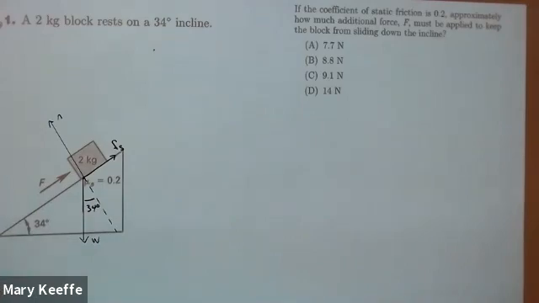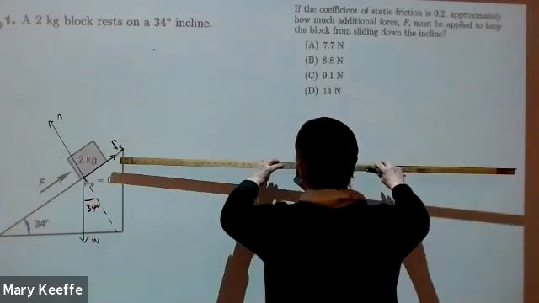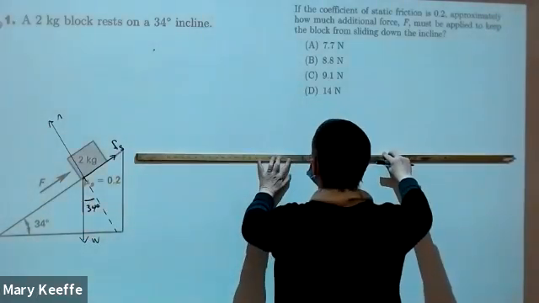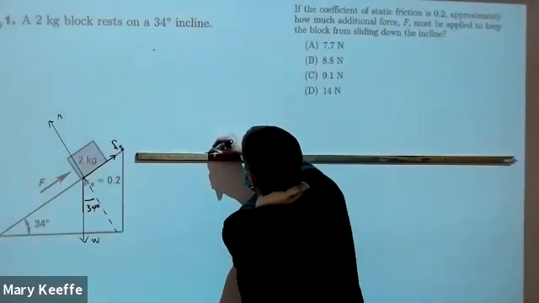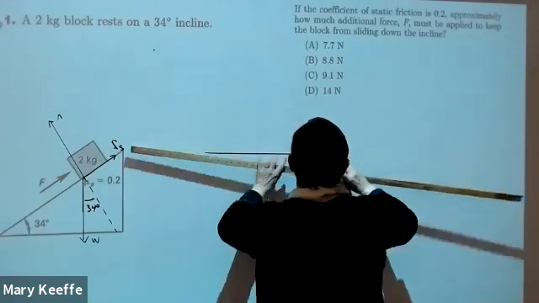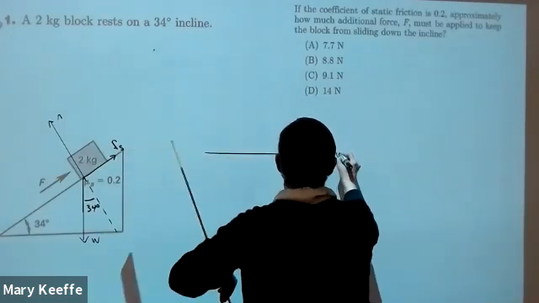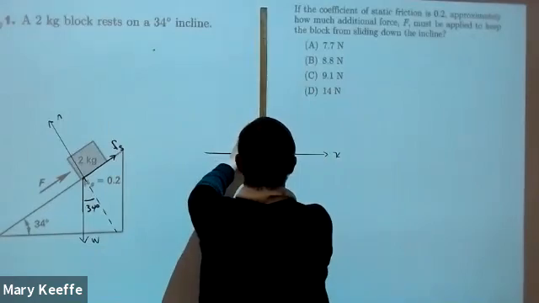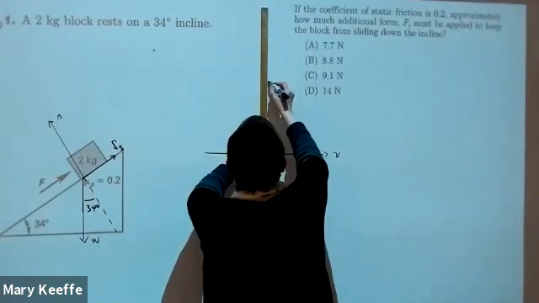Then what I'm going to do is rotate my free body diagram, because it lets us look at all of our vectors a little bit more normally. So this is now going to be my X. This is going to be my Y.